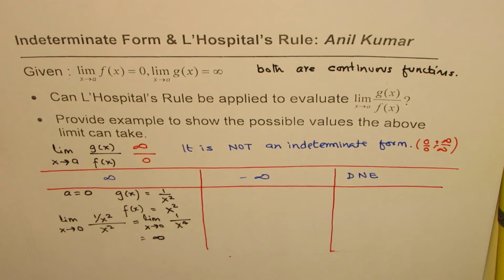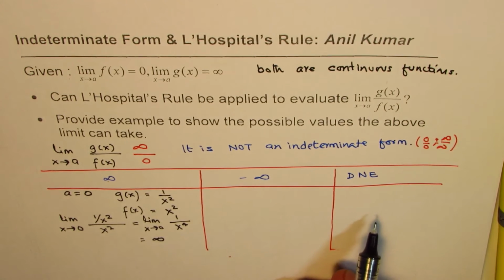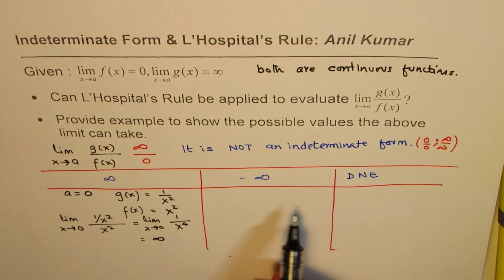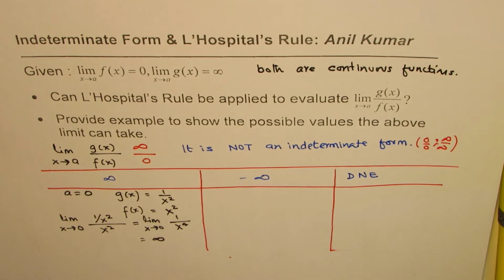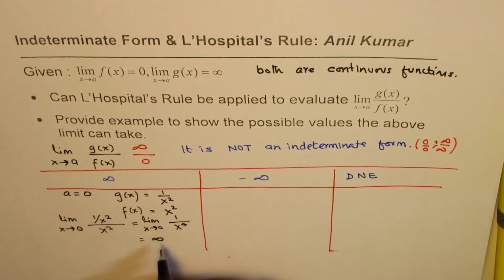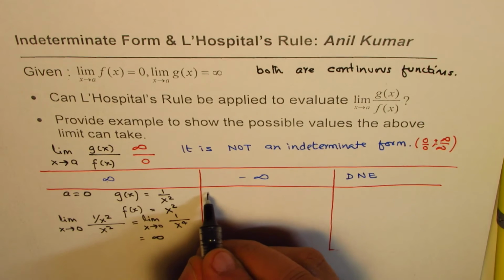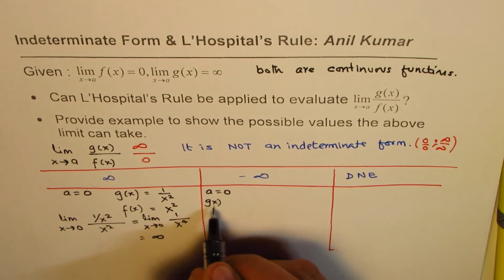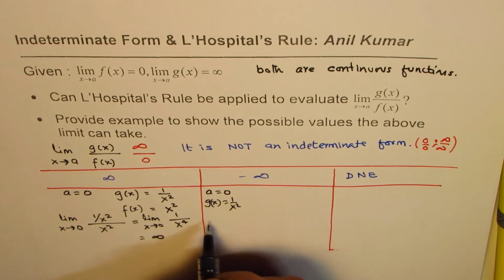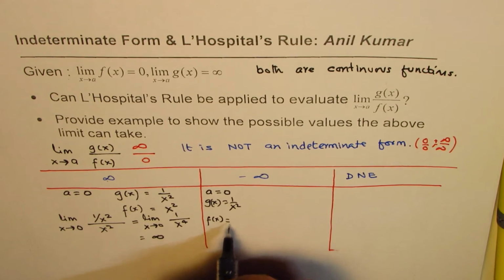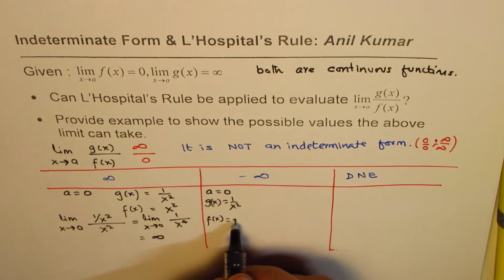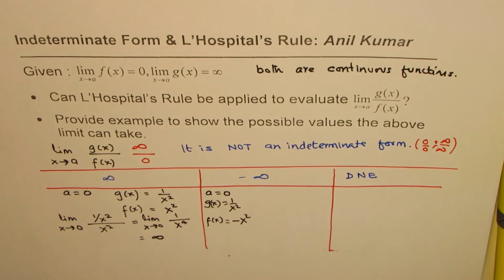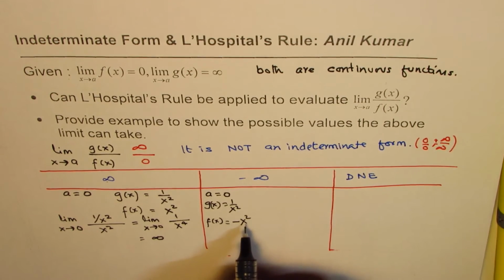Now actually you can pause the video and provide me with similar examples where the result will be negative infinity or does not exist. Okay, here is a simple one from what we learned. So we could have a equals 0. We could have g of x the same as 1 over x squared, and we could have f of x equal to simply minus x squared, right? So it's a no-brainer. I mean, f of x is just minus x squared.